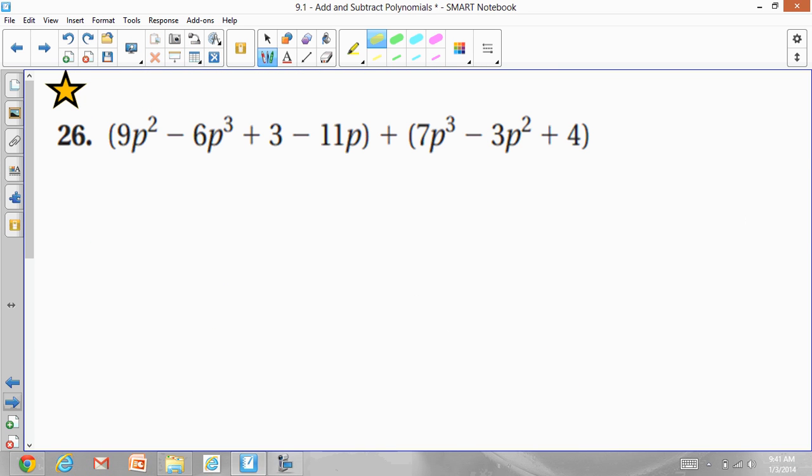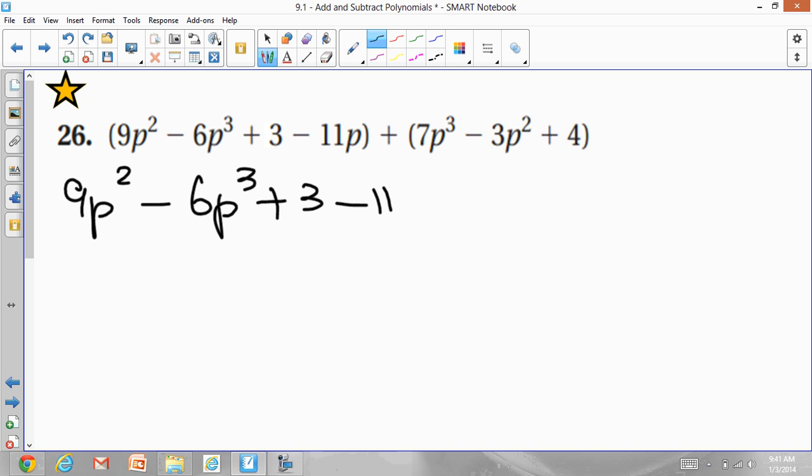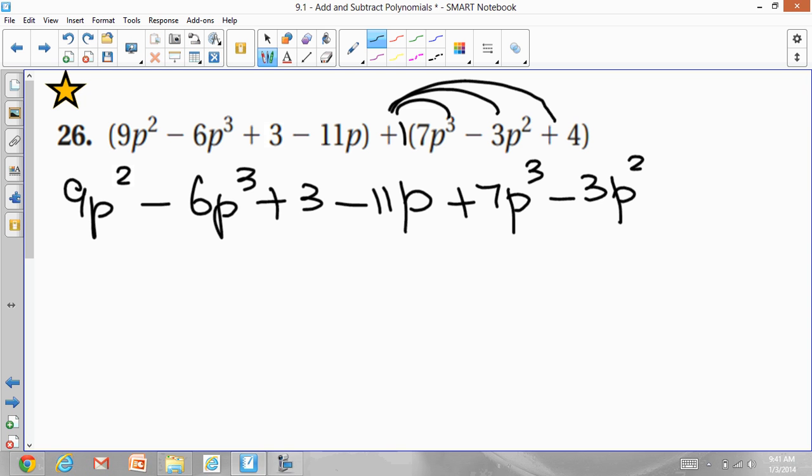Now copy this question. Really a simple question. So you're going to open the parentheses. The first one I'm going to write as 9p squared minus 6p to the power of 3 plus 3 minus 11p. And this one, if you apply the distributive property to open up the parentheses, is just going to be plus 7p to the power of 3 minus 3p to the power of 2 plus 4.